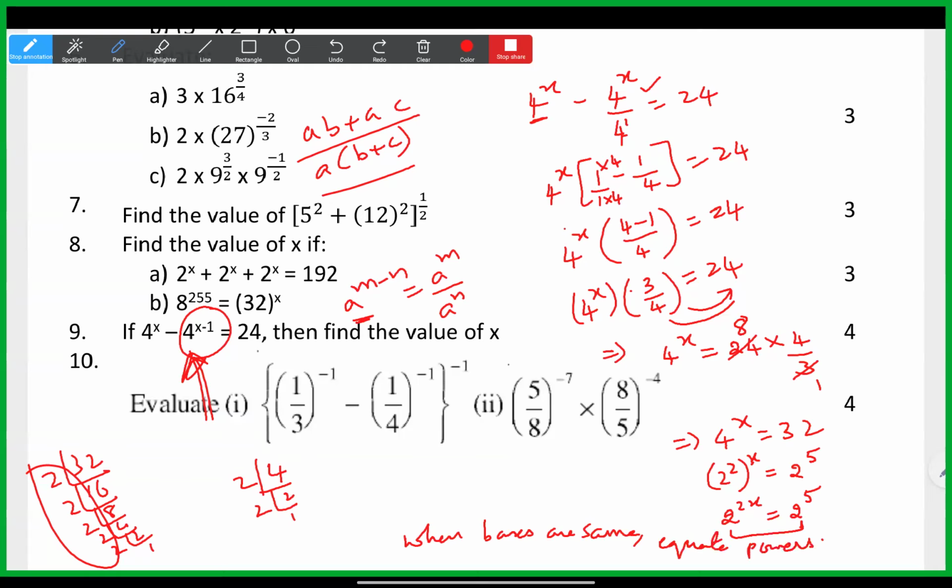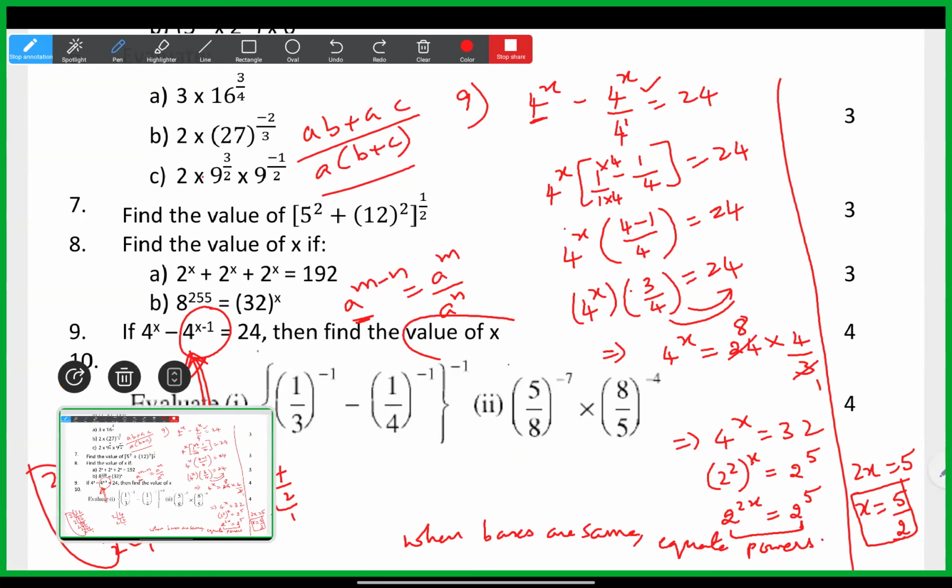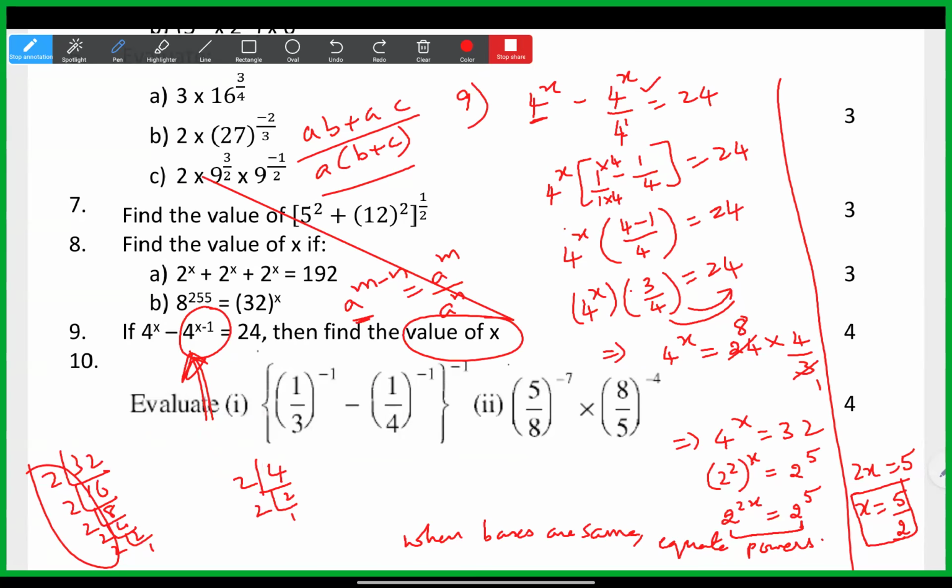So what are the powers in the LHS and RHS? Sir, 2x and 5. Yes. So I have to equate 2x to 5. So x will become 5 by 2. 2 is multiplied, so if it goes to that side it becomes divided by 2. So this is the answer for the ninth one. I think they asked x only. Here we can see, find the value of x.